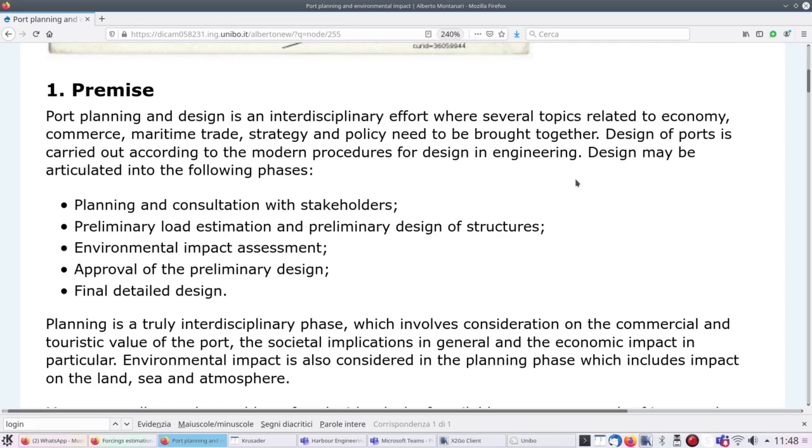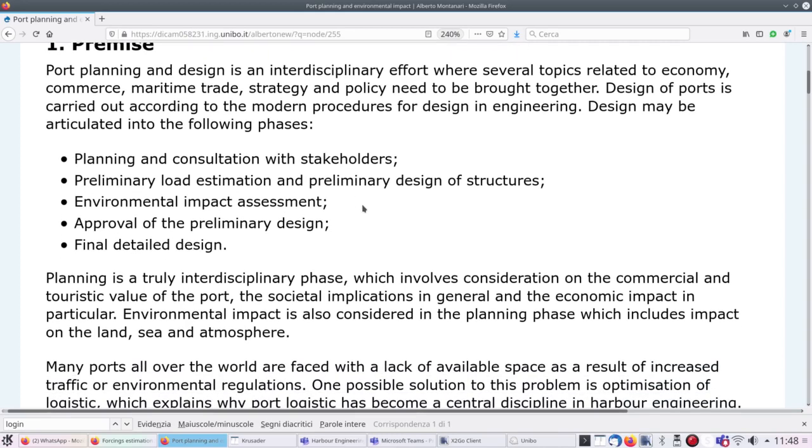And the typical phases are what you see here in the form of bulleted points. There is, first of all, planning and consultation with stakeholders. This is a truly interdisciplinary phase, which involves several disciplines, and considerations on economics, commercial and touristic value of the port, and the societal implications in general, because a port has a considerable impact on the surrounding land areas, in terms of traffic load, transportation, and logistics. It's indeed bringing a considerable impact.